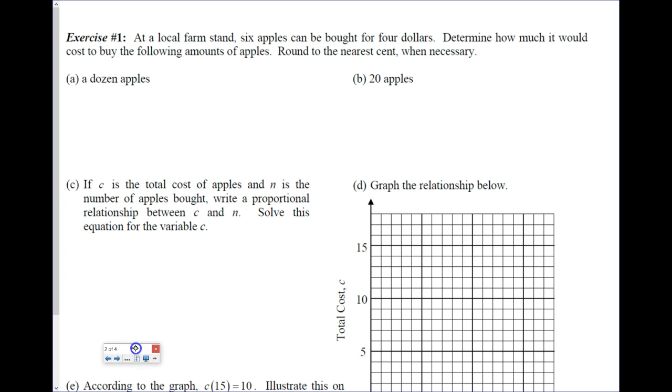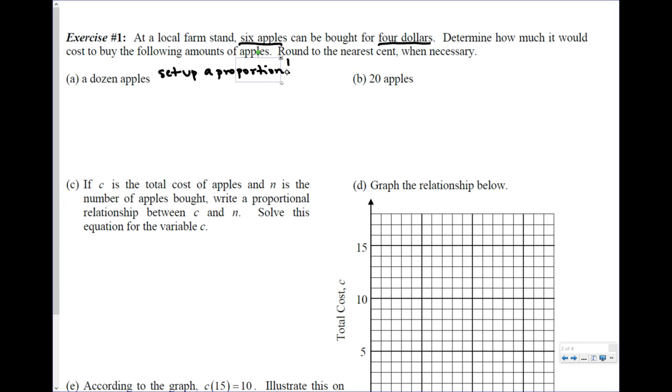I think you're going to remember this kind of problem probably from 8th grade. So exercise 1 says at a local farm stand, 6 apples can be bought for $4. So I have 6 apples can be bought for $4. Determine how much it would cost to buy the following amounts of apples, round to the nearest tenth when necessary. So we're going to set up a proportion.